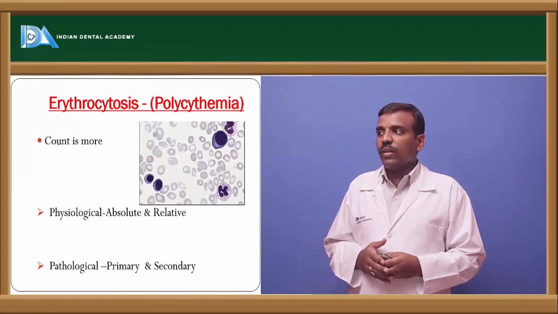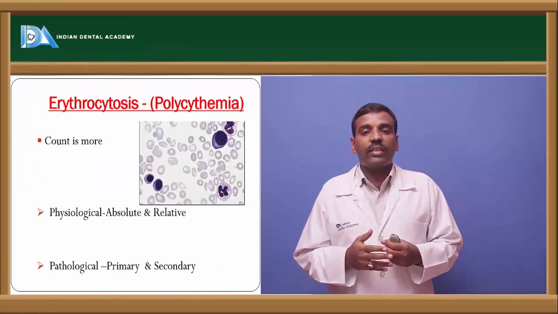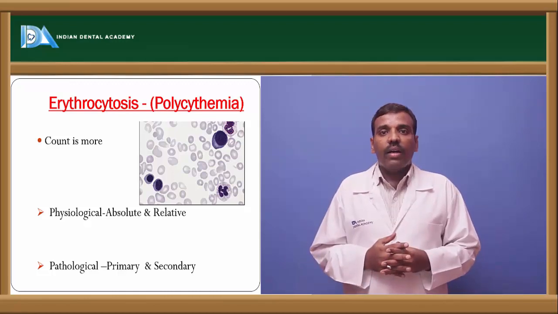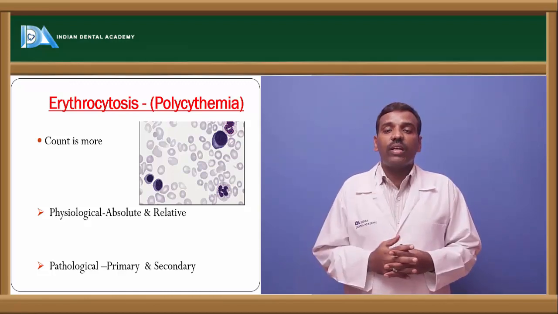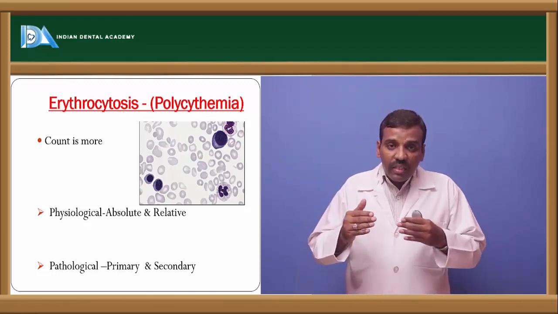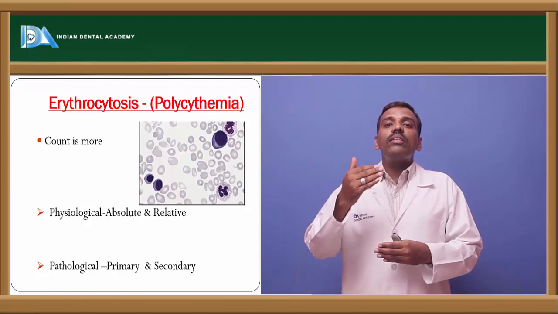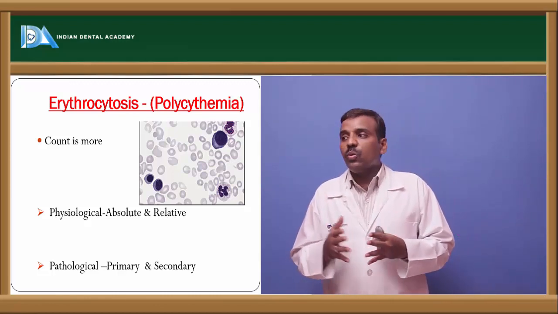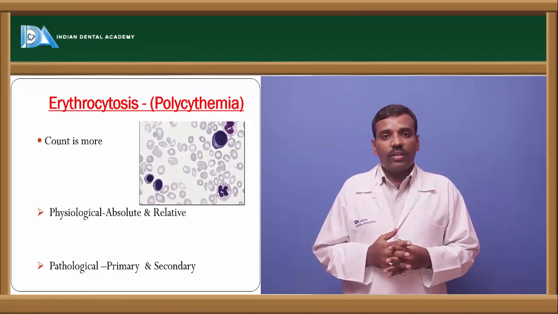Okay. And next one is erythrocytosis, which is also called polycythemia. Polycythemia is nothing but the increased RBC count, called erythrocytosis. That is, the RBC count is increased. And physiologically this is of two types, absolute and relative.